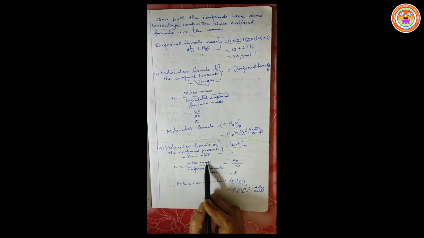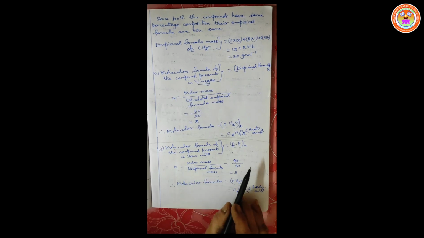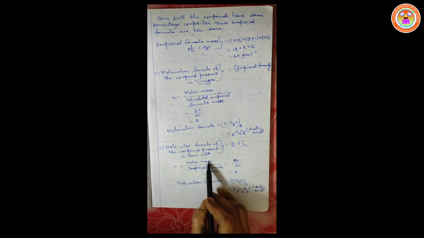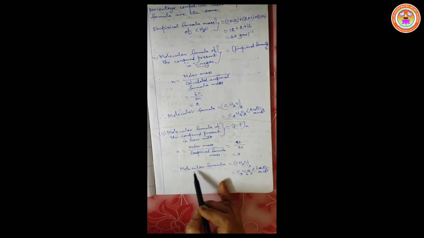Okay, N equal to molar mass divided by empirical formula mass, or calculated empirical formula mass. The molar mass of the compound present in sour milk is 90. So 90 by 30 is equal to 3. Therefore, molecular formula is empirical formula CH2O, n value 3. So 1 into 3 is 3, so C3, then 2 threes are 6, so H6, then 1 into 3 is 3, this is O3.